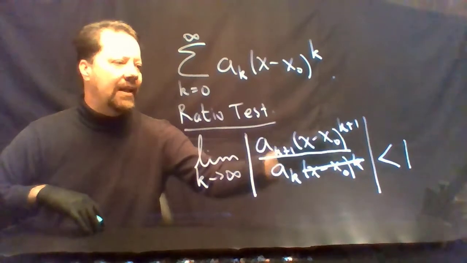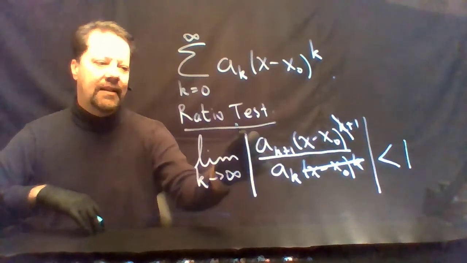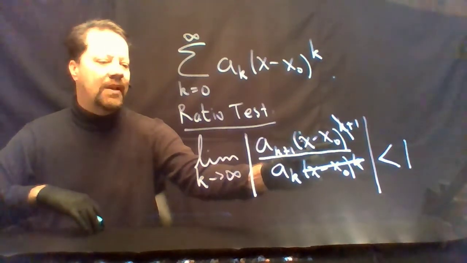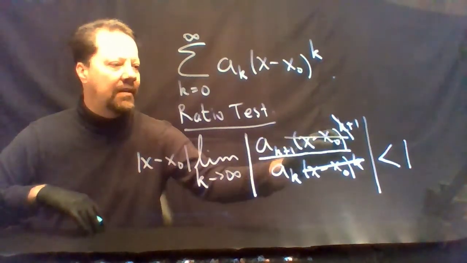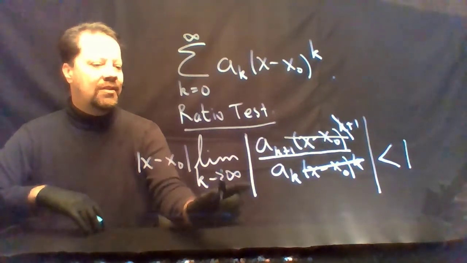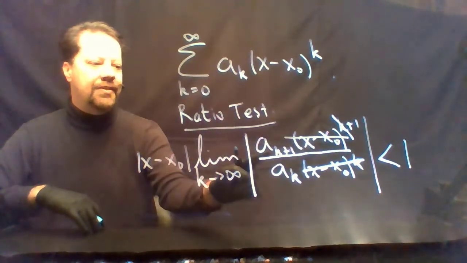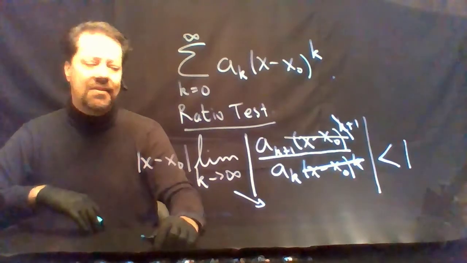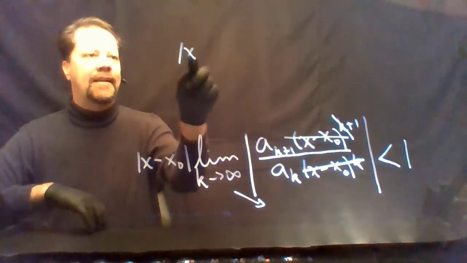As you can see, we do get a lot of cancellation here. This x minus x naught to the power 1 inside of the absolute values does no longer depend upon k. We can bring this out of the limit in absolute values to this location here, since it no longer depends upon k. We'll just have the limit as k goes to infinity of the absolute value of these coefficients a k plus 1 over a k. If that limit exists, we can divide it off of the inequality. We'll have the following.